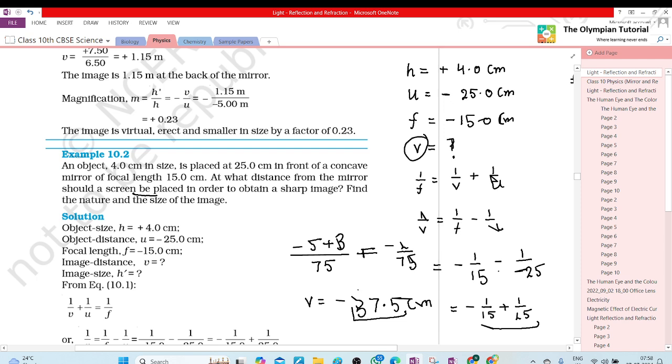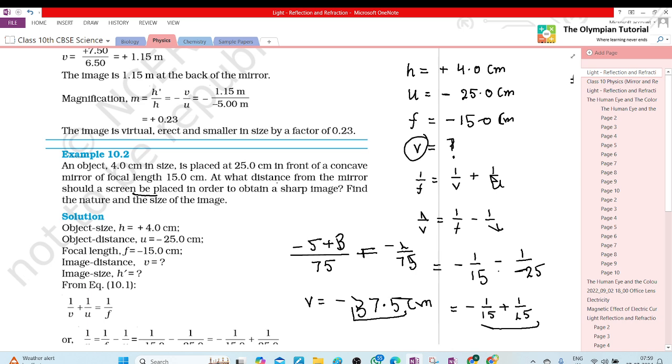Now, in the first answer we calculated what distance from the mirror a screen should be placed in order to obtain a sharp image. Find the nature and size of the image. So the nature will be real and inverted because it is on the same side. Yes, ma'am. So the image will be real and inverted.